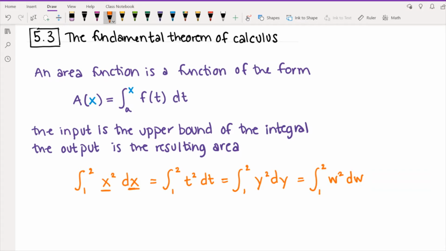So the variable t here is just a placeholder variable. It's just representing your function, whereas the variable x has a very specific meaning. It's intended to mean specifically the upper bound.